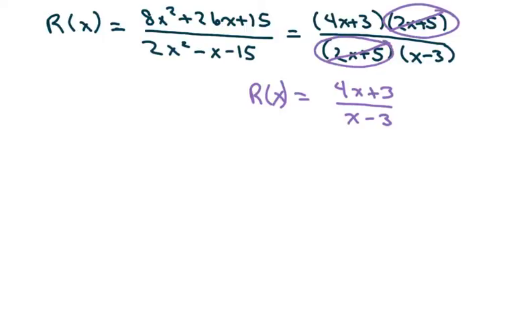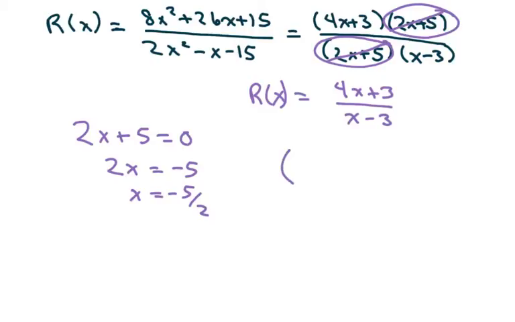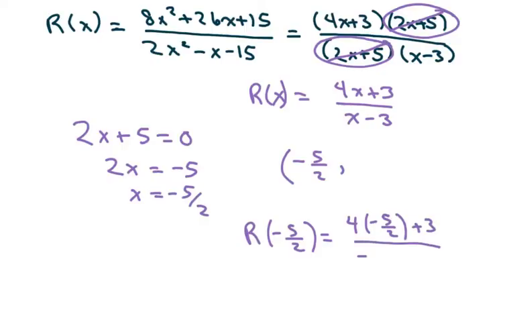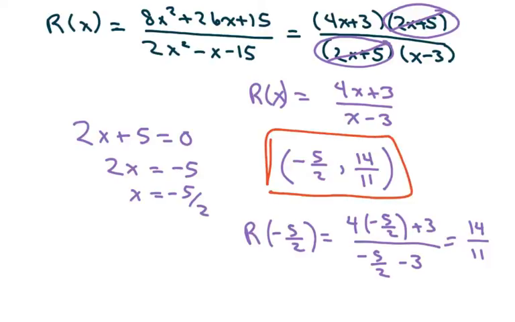So you set this factor that we canceled to 0, and you subtract the 5. So we have a hole where x is negative 5/2. Now, we're going to plug the negative 5/2 into our reduced equation. And that's going to give you, let's see, this is a weird one, 14 over 11. It's a little bigger than 1. That would be your hole. Okay? So that's how you find holes.